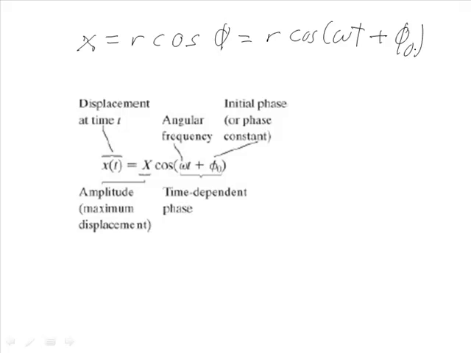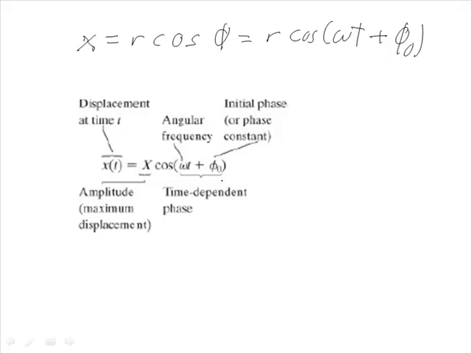Now, for simple harmonic motion, where it's just a mass on a spring, we make a few changes. Instead of R, the radius, we just have X, the amplitude. There isn't an actual circle here, so we don't call it a radius. Okay? Instead of angular velocity, we call it angular frequency, and we call this the phase constant, or the initial phase, and the whole thing is the time-dependent phase.